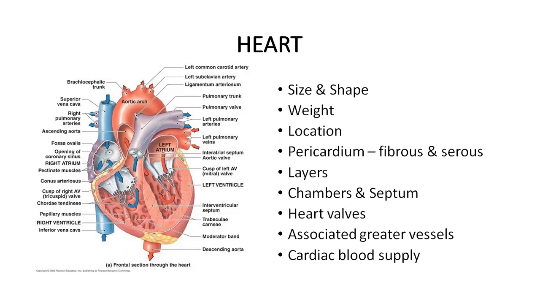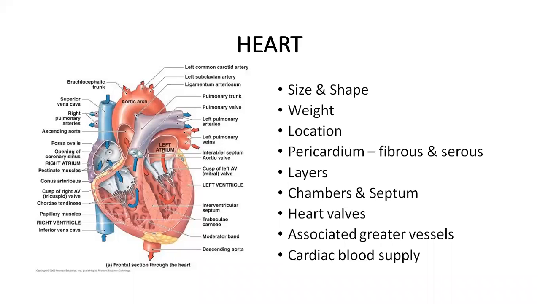And coming to the valves, there are four valves. All four valves are unidirectional. They send the blood only in one direction. So what are the four valves? Atrioventricular valve, bicuspid valve, tricuspid valve, semilunar valve. The bicuspid valve is also known as the mitral valve, which is seen on the left side, and the tricuspid valve is seen on the right side.